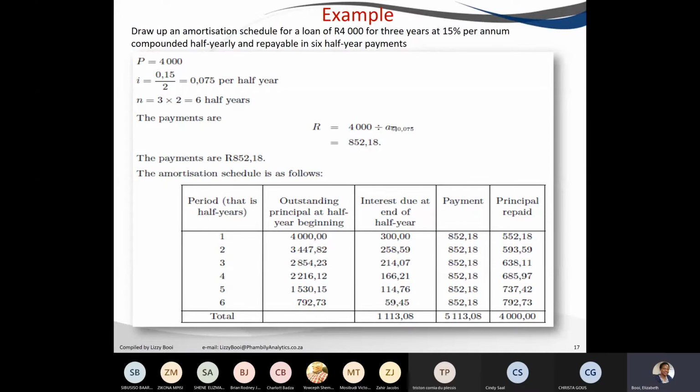Once you are done with the interest, then you press down arrow and you press 3 and press ENT. Down arrow, 3, ENT. Down arrow, it will give you balance and you will see there you will have 2854. Down arrow and it will give you principal repaid.